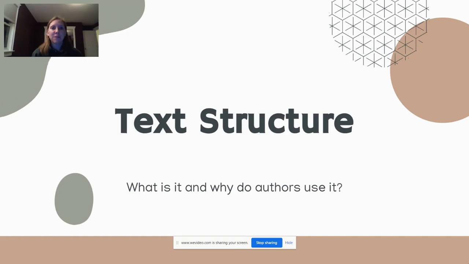Hey guys, I'm coming to you from my dimly lit upstairs room to talk to you about text structure. So, what is it and why do authors use different text structures?